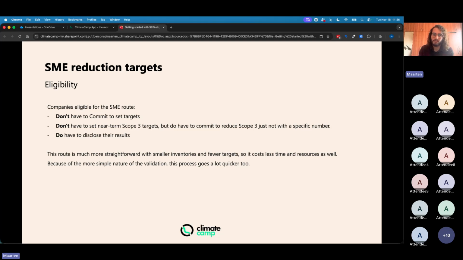You just don't have a specific reduction number, which is a bit like I'm going to do it, but I'm not defining how much I am reducing. But this is the requirement they set. And you do have to disclose your results, so your GHG inventory and your progress towards reduction. This route is much more straightforward, smaller inventories, fewer targets or less target limitations. So it's less time and less resources. And because of the more simple nature of the validation, the process also goes a lot quicker.